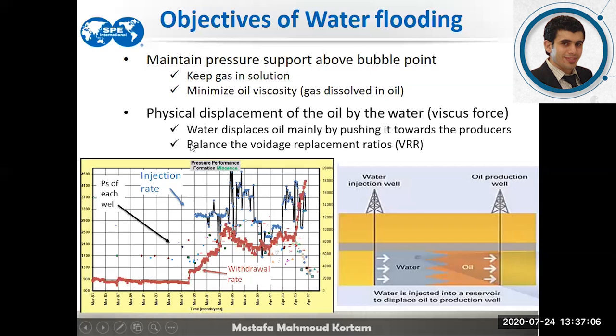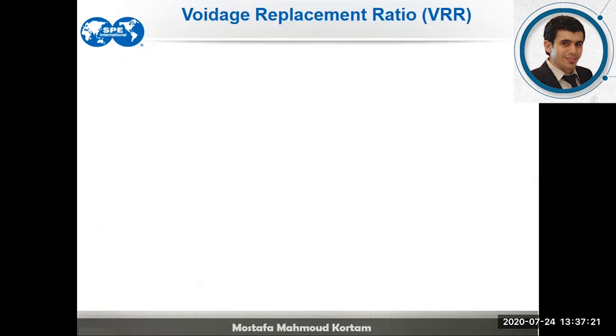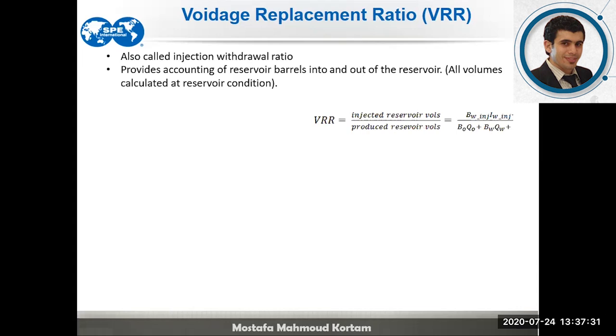One important point that we should highlight is that you have to keep your eyes on the voidage replacement ratio and the average reservoir pressure in order to optimize the injection or the flooding that you are introducing into your field. Again, the voidage replacement ratio, as I mentioned, can be called the injection withdrawal ratio. It provides an account of reservoir barrels into and out of the reservoir. All of the calculation of the reservoir volume or reservoir rate has to be on a reservoir condition basis, so how much we are injecting into the reservoir and how much we are producing. Simply, it is the injected water formation volume factor, Bw, times the water injection rate, over the produced oil plus the produced water, also at reservoir conditions.